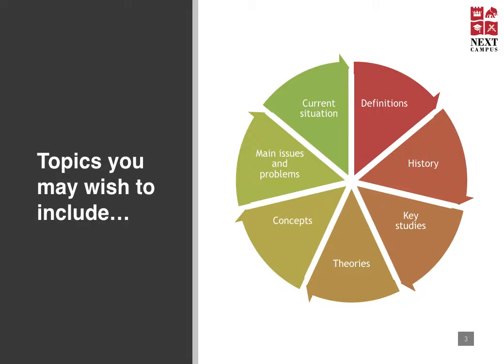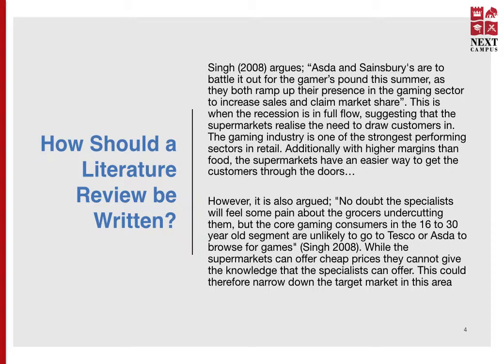Okay, having looked at the basics of a literature review, let's look at a real literature review. How should a literature review be written? Here are 2 paragraphs taken from an article Singh has written in 2008. It talks about the UK supermarkets and how they plan to enter the gaming market and increase their market share. And also it talks about that there is recession in the UK market, and therefore supermarkets want to get into a new category to increase the footfall.